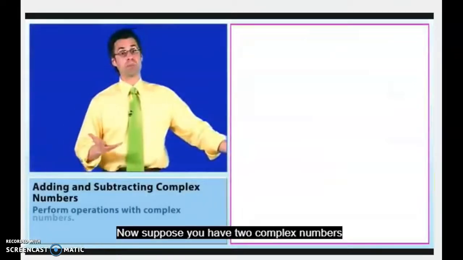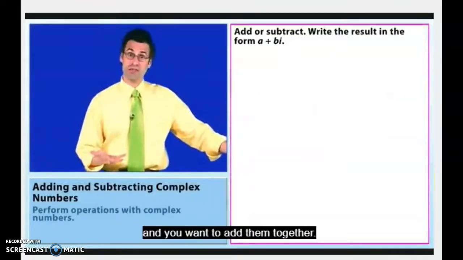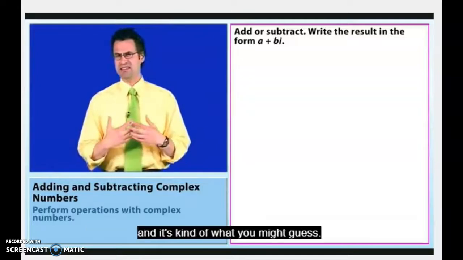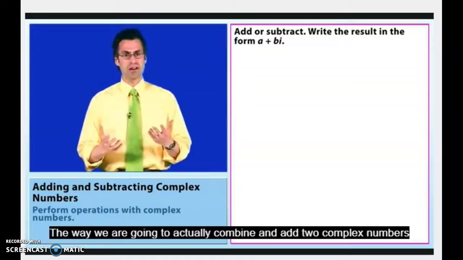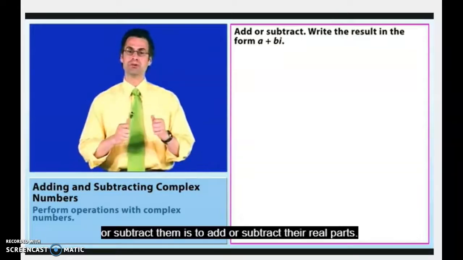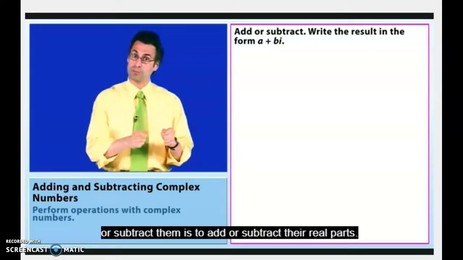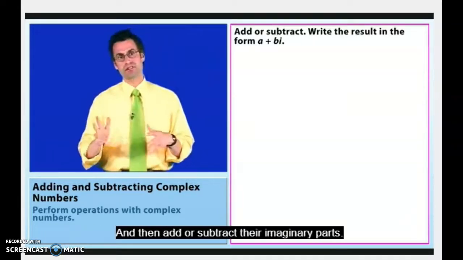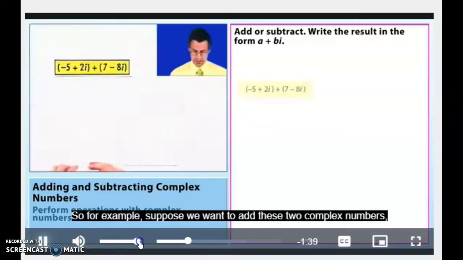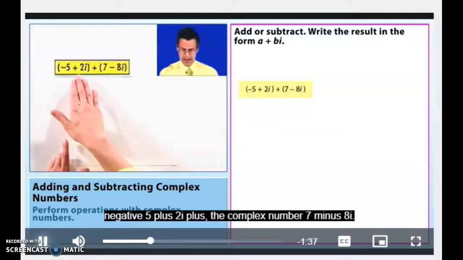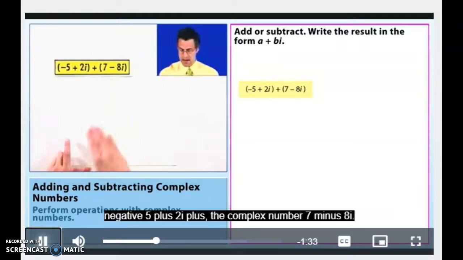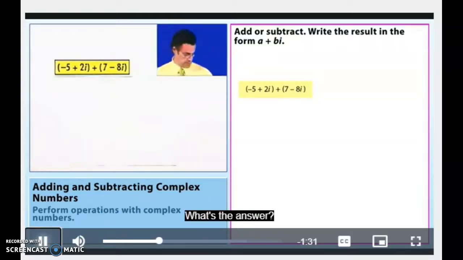Now, suppose you have two complex numbers and you want to add them together. Well, actually, we can define addition on complex numbers, and it's kind of what you might guess. The way we're going to actually combine and add two complex numbers, or subtract them, is to add or subtract their real parts, and then add or subtract their imaginary parts. So, for example, suppose we want to add these two complex numbers, negative 5 plus 2i plus the complex number 7 minus 8i. How do we do it?